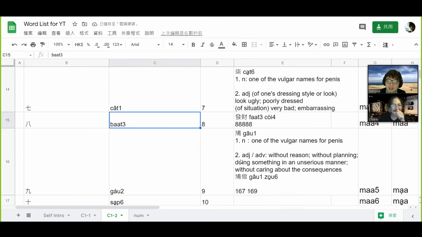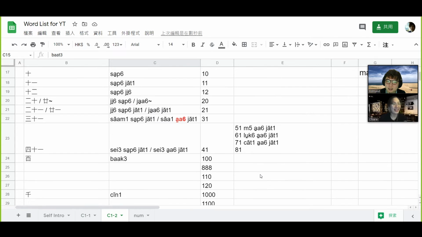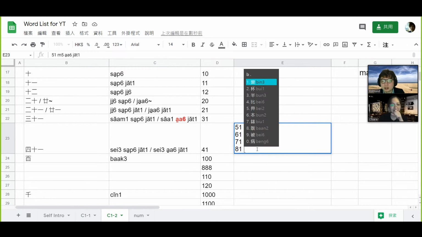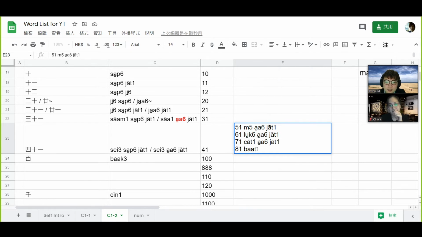Ba ayat. Yes. For this one, because it's bad, it is a long vowel, AA, and then the T will disappear. So bayat like that. So this is another number where the ending consonant will disappear.